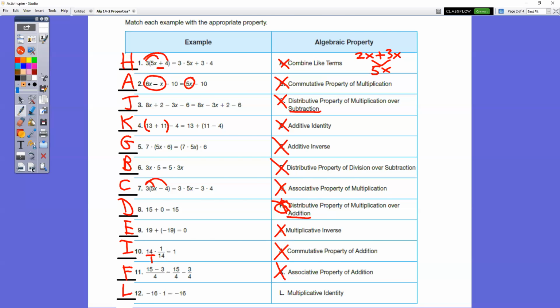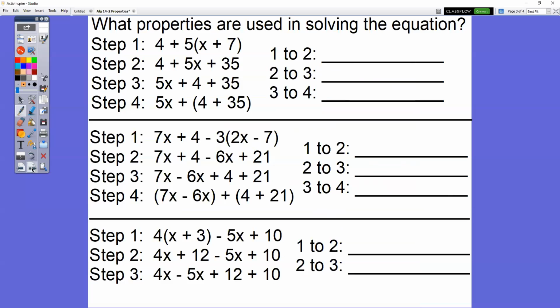Flip the page over. This is a very, very common multiple choice question on the Regents exam as well. All right, what they ask you to do is from steps 1 to 2, what property are you using? From step 2 to 3, what property are you using? From step 3 to 4, what property are you using?